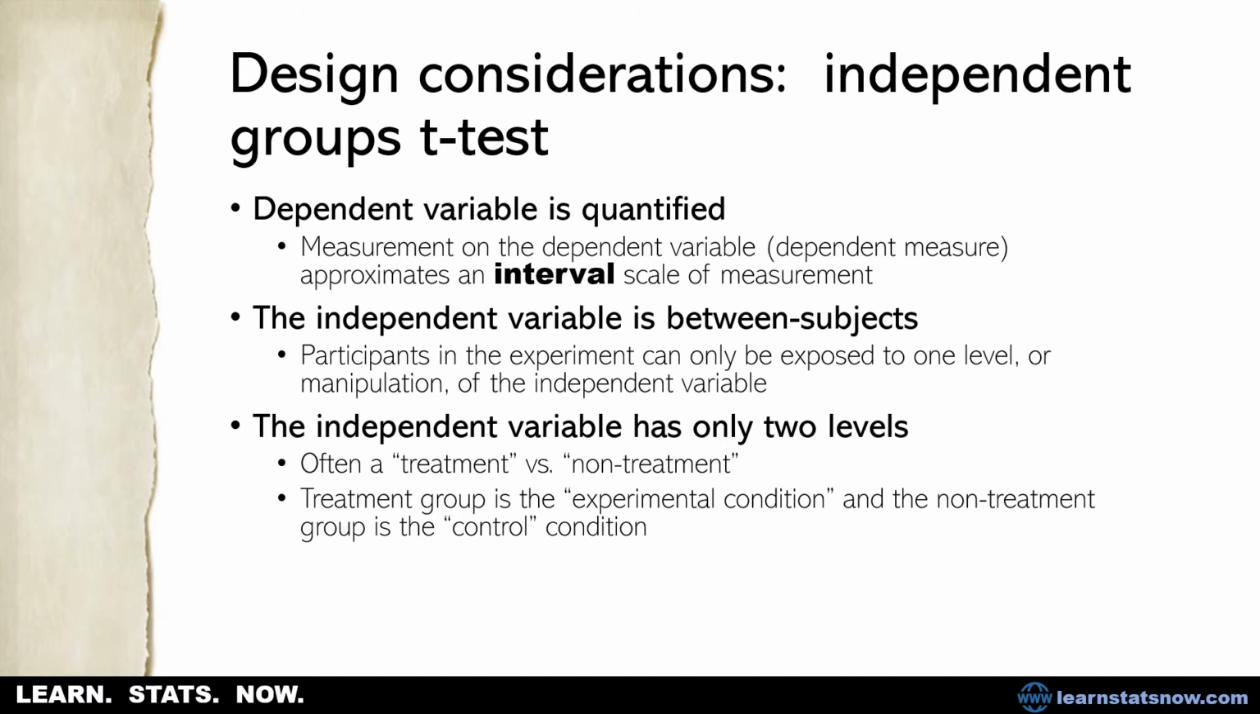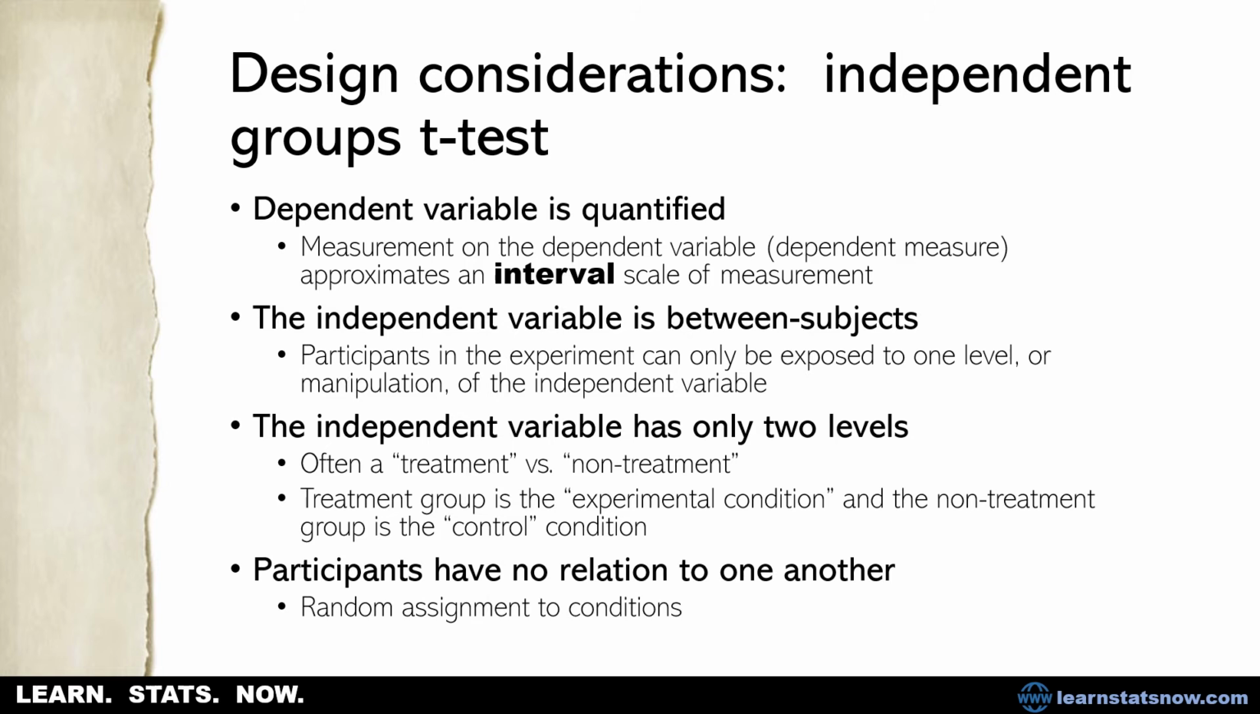The treatment group then is often referred to as the experimental condition, and it represents essentially the research hypothesis, what we're interested in. And then the non-treatment group is the control condition, or the folks who have been left untreated. And the other thing is that the participants in the study have no known relationship to one another. And this is often accomplished by randomly assigning individuals to conditions.